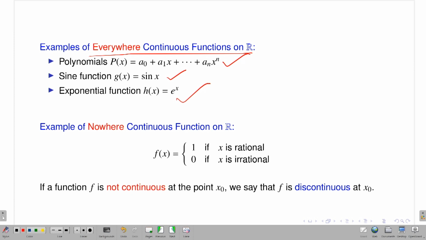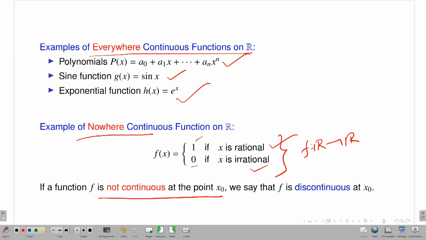Since I have given examples of continuous functions, one can ask for examples of nowhere continuous functions, or a function which is not continuous everywhere. I have given one example of a nowhere continuous function, and I think people might be familiar with it. f(x) takes the value 1 if x is a rational number, and f(x) takes the value 0 if x is an irrational number. So f is a function from R to R. If x is rational, it takes the value 1; if x is irrational, it takes the value 0, and one can easily check that f is not continuous at any point x naught.